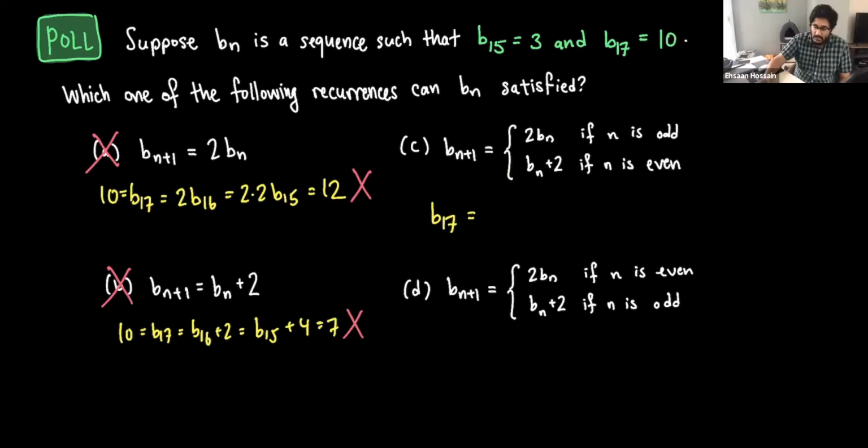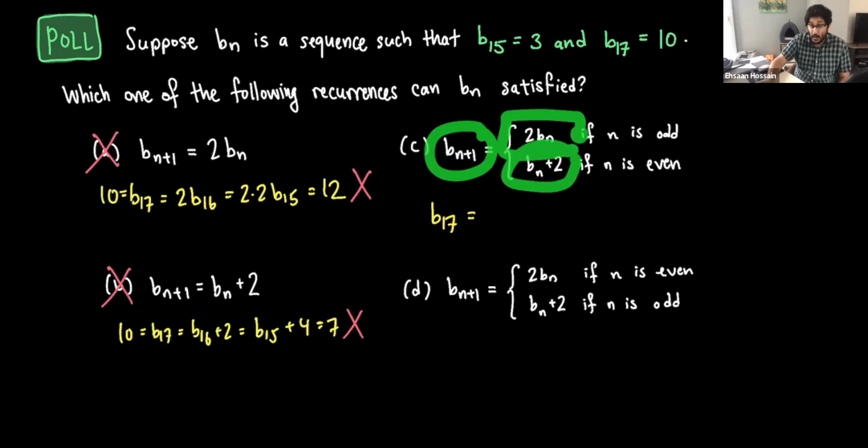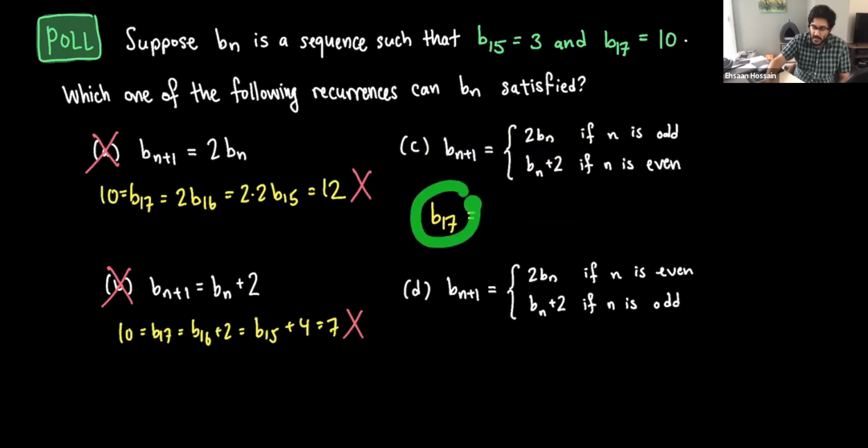Exactly, right? To get the next term in the sequence from the previous term, you add 2 if the previous term's an even index, and you multiply by 2 if the previous term is an odd index. So the previous term before 17 is even, it's 16. So you add 2. And then to get the term before that, it would be B15, which is an odd index. So B16 is 2B15 plus 2, right?